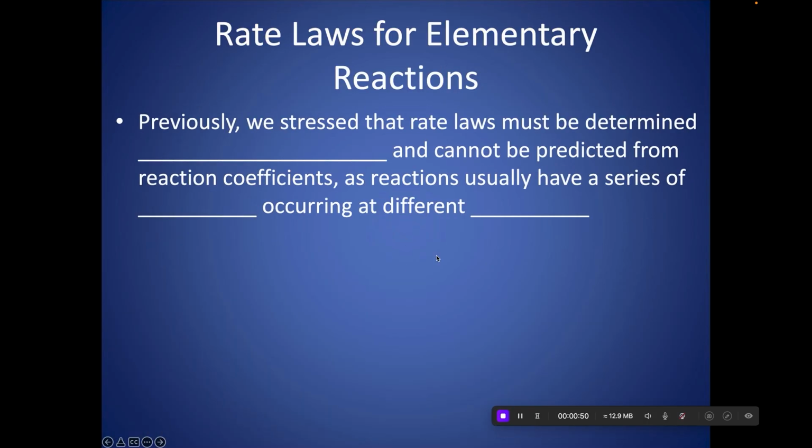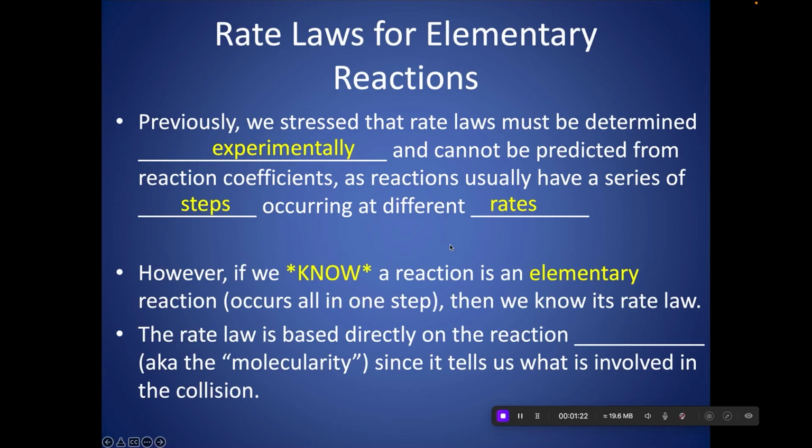If you remember, this basically entire chapter, I've been saying that in order to determine the orders of the reactants and the rate laws, you have to use experimental data. They have to be determined experimentally, and you can't just look at the reaction coefficients to determine them. This is because there's usually a series of steps happening at different rates, and you can't use the coefficients because that's just showing what's happening in the overall reaction, not the different steps.